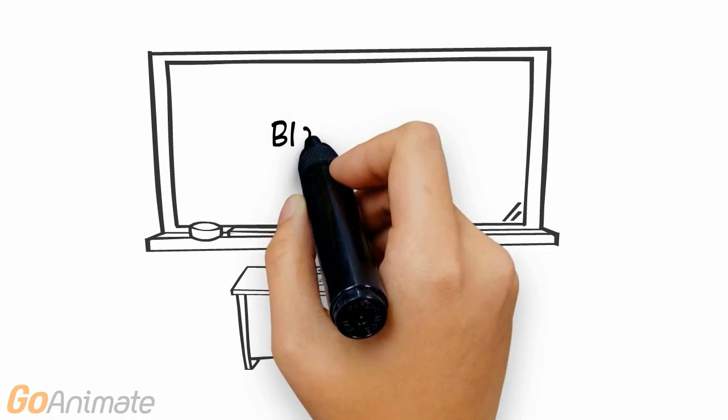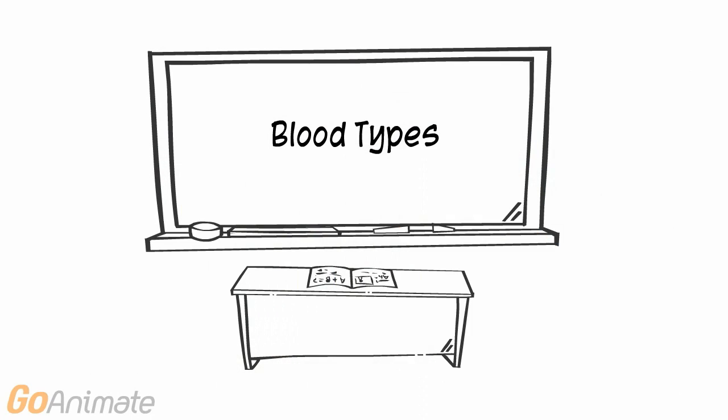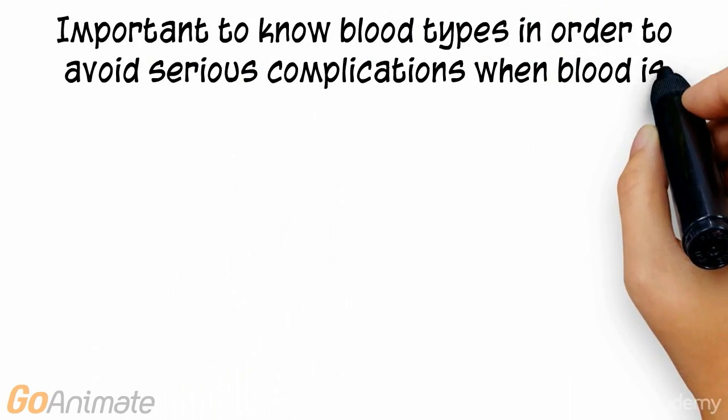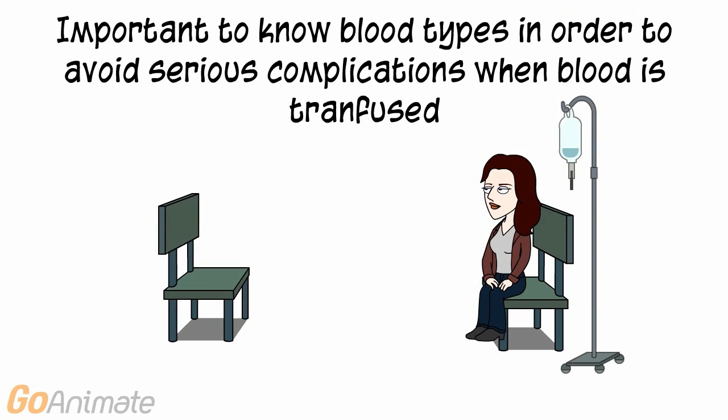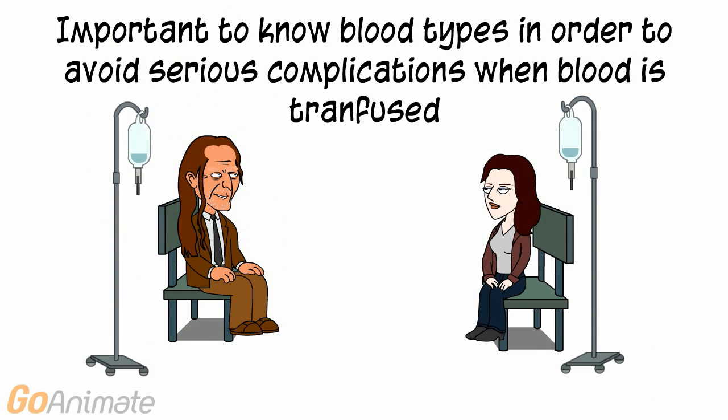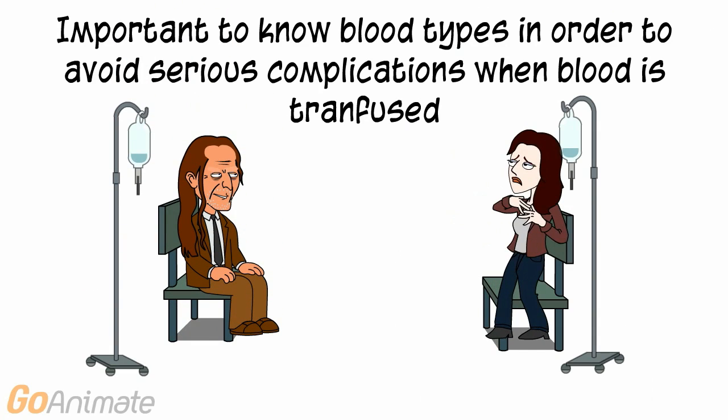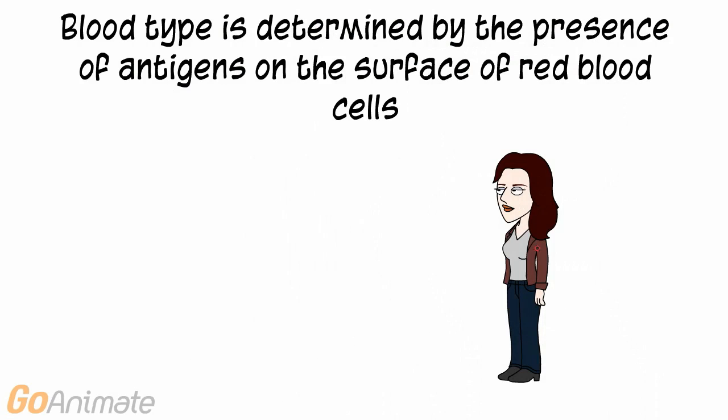Let's learn about blood types. It is important to learn about blood types in order to avoid serious complications when transfusing blood. The blood type is determined by the presence of antigens on the surface of red blood cells.